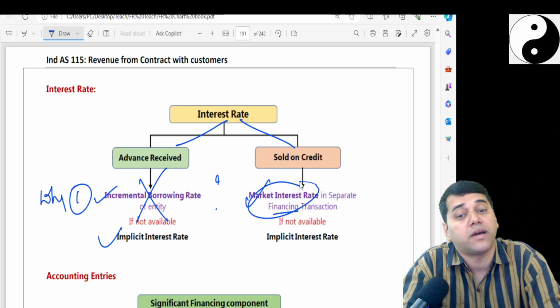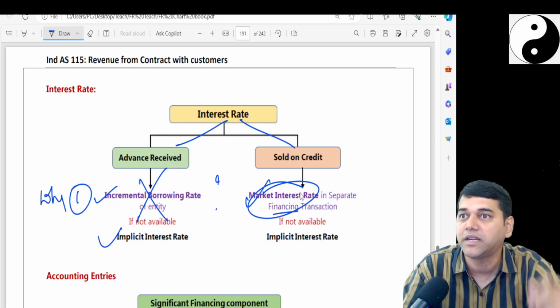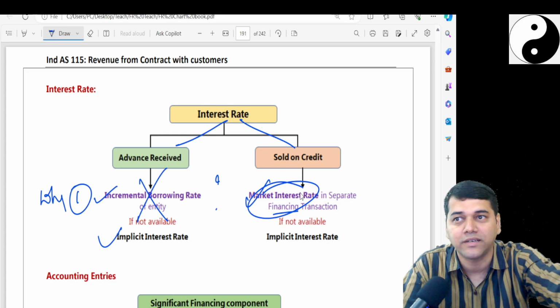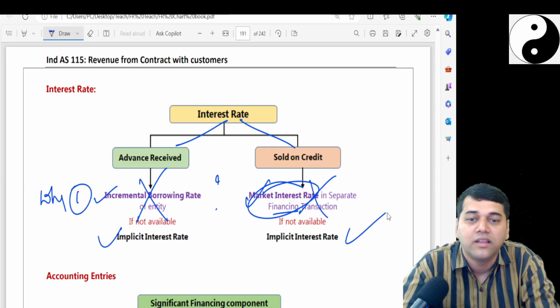Now, why do I need to take a market interest rate? Because it is a separate finance. I cannot go and check my customer's incremental borrowing rate, no? When I give it on credit, I will look at what the alternative interest rate is. If this is not there, then I'll go for the IRR.